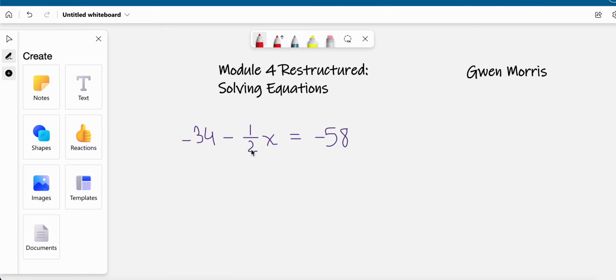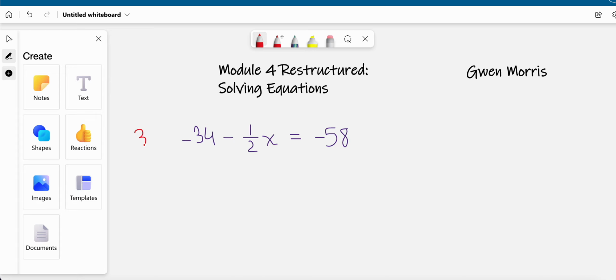Looking at this problem, the first place I would start, or sometimes I'll bring in the idea of using the reverse order of operations when solving an equation for the variable. The first step I need to take is to take this negative 34 and make a zero pair with it. So I have negative 34, and my additive inverse would be positive 34.